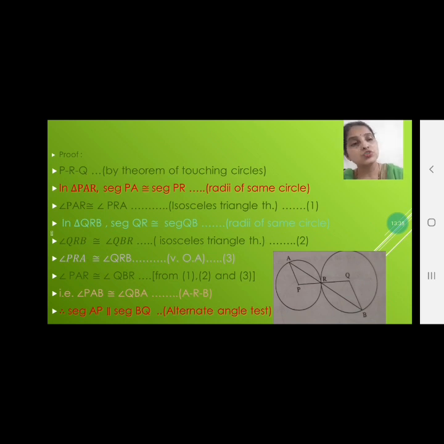Okay, so again, angle PAB will be equal to angle ABQ, as R lies between A and B. Now here the lines so formed, that is AP, will be parallel to QB by the alternate angle test.